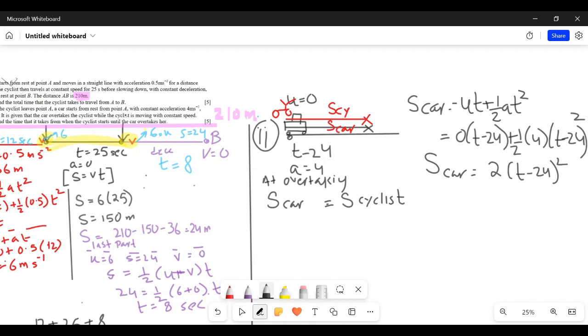Okay, so I'm going to use that here. 2 times (T minus 24) whole squared. That's the distance covered by the car at this point, when it overtakes the cyclist. Okay, how much distance has the cyclist covered by now?